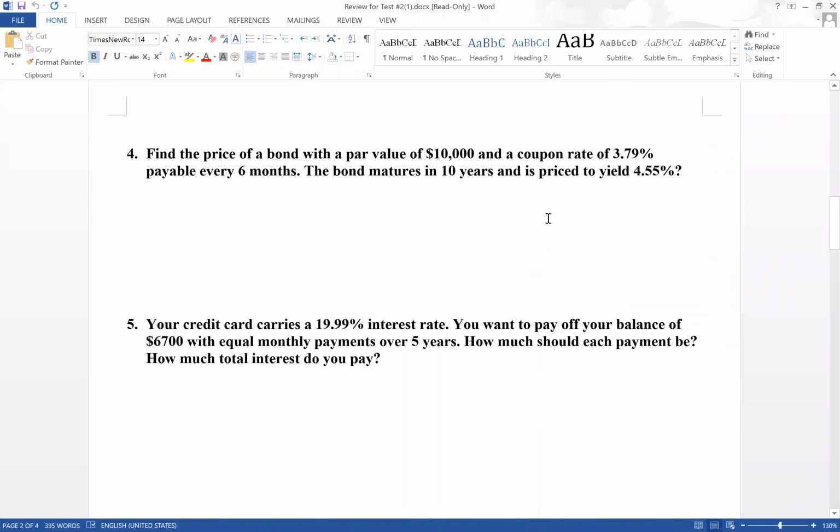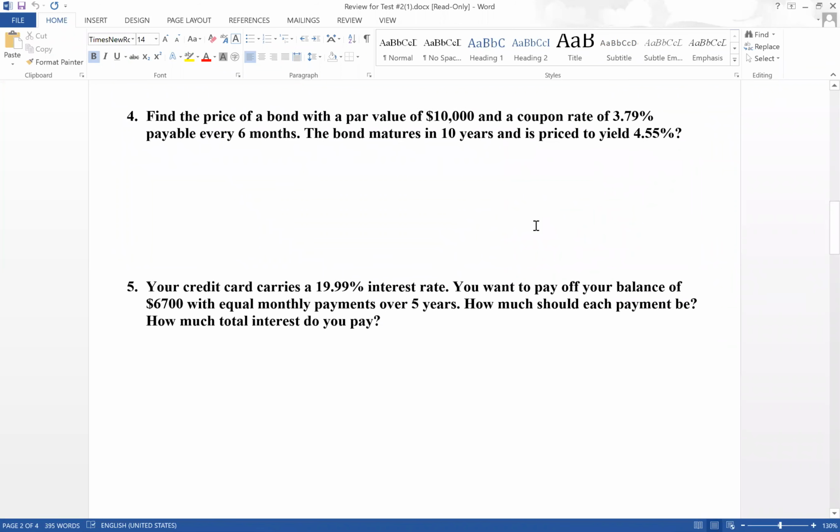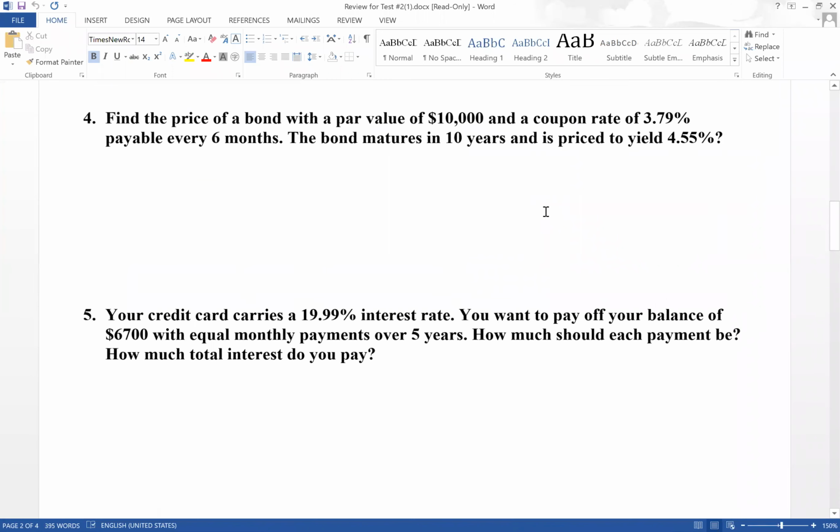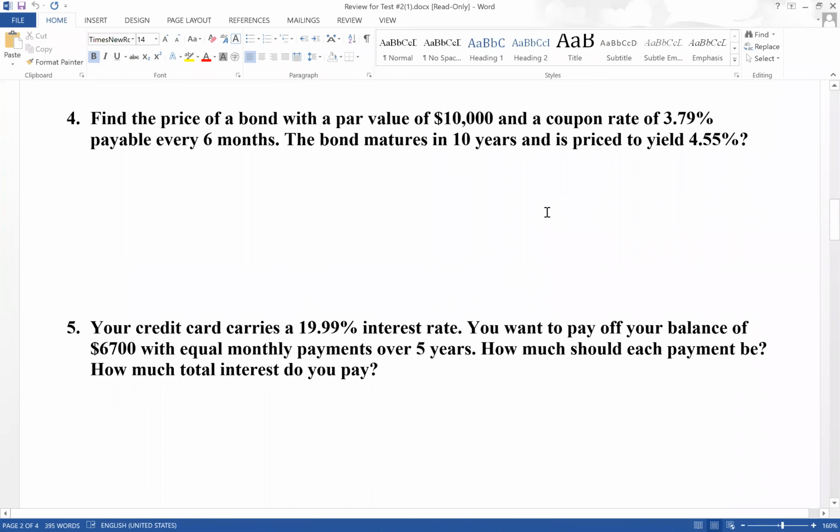Okay, let's look at question 4, still about the bond price. Again, we get the price of a bond with a par value of 10,000, a coupon rate of 3.79%, payable every 6 months. So it's slightly different, meaning you receive interest twice per year, which is even better. The more frequently you receive interest, the better it is. The bond matures in 10 years and is priced to yield 4.55%. So the market return is 4.55%.